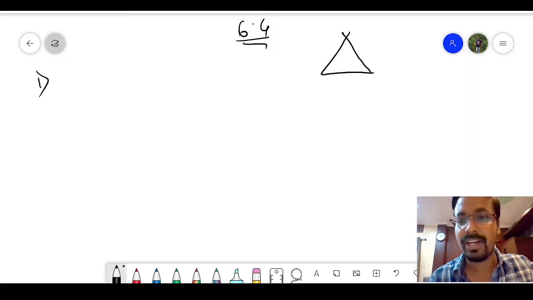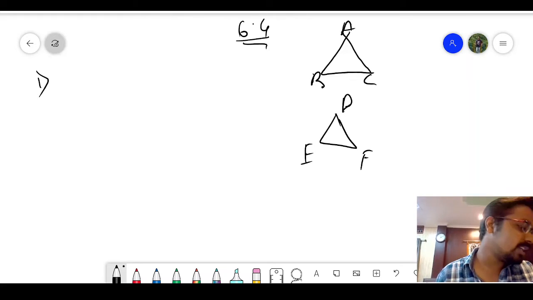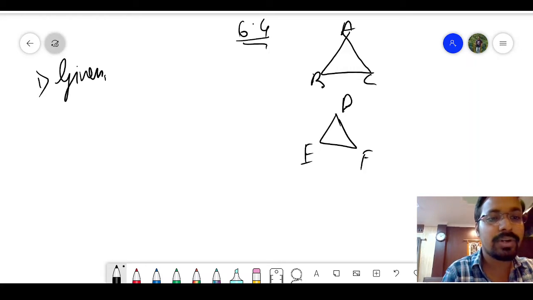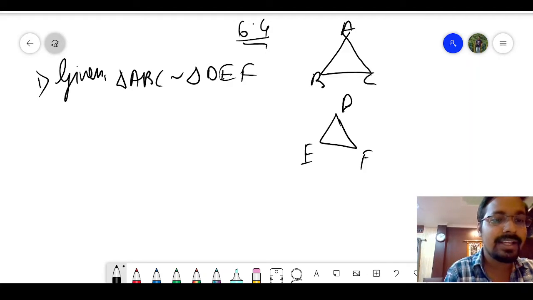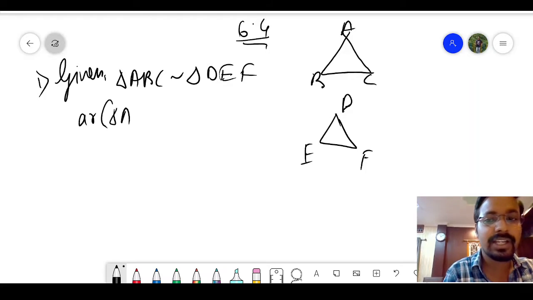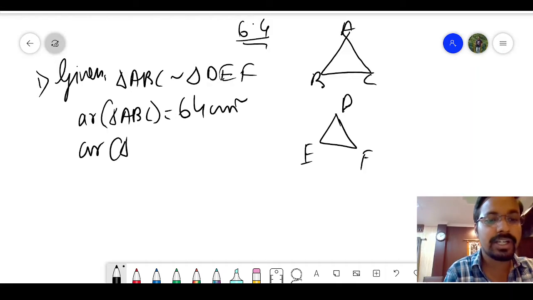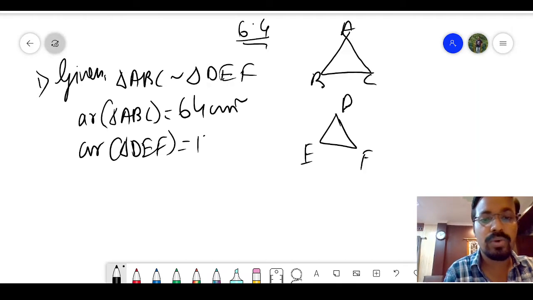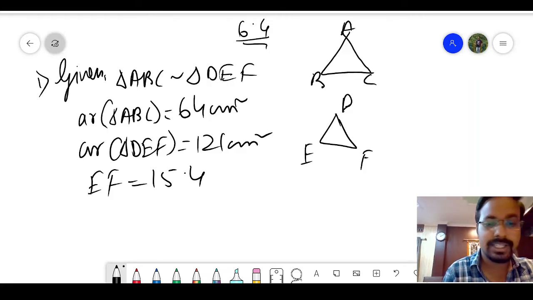Let us draw a rough diagram. We have ABC and we have triangle DEF. We have two triangles which are similar to one another, and the area. So let us write what is given. It is given the triangle ABC is similar to triangle DEF, and we have two more things. Area of triangle ABC is equal to 64 centimeter square, and area of triangle DEF is equal to 121 centimeter square. Also they have given that EF, the value of EF is 15.4 centimeters.